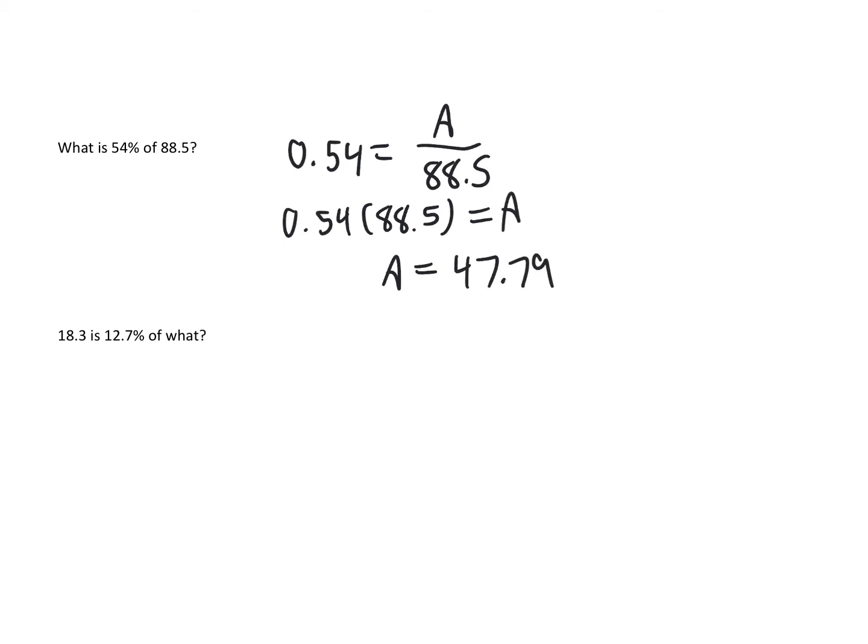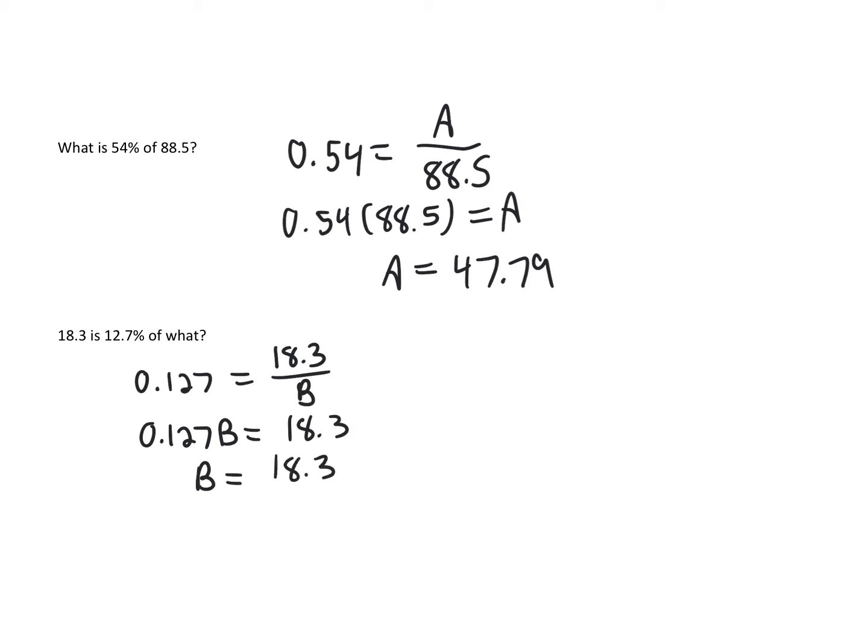The second example, this time we have the amount and the percent, but we don't know the base. Again, same idea, we have the 12.7% equals 18.3 over the base, but this time we're trying to isolate the base. So multiply the base up, and then to isolate the base, we divide. And this will give us 144.1.